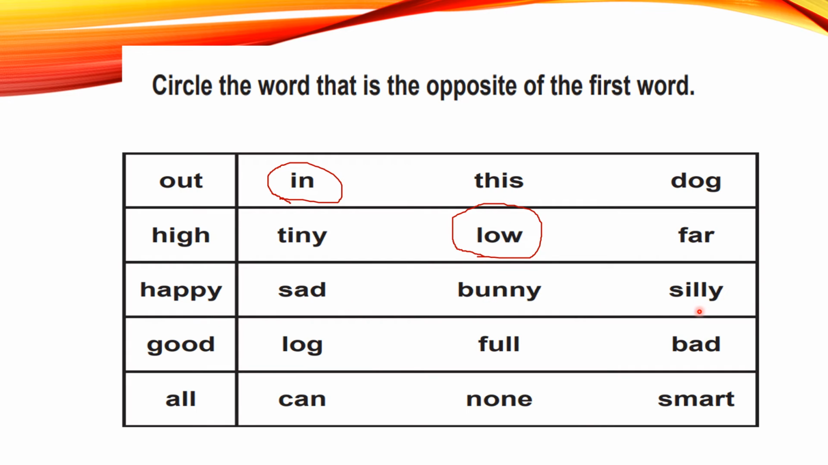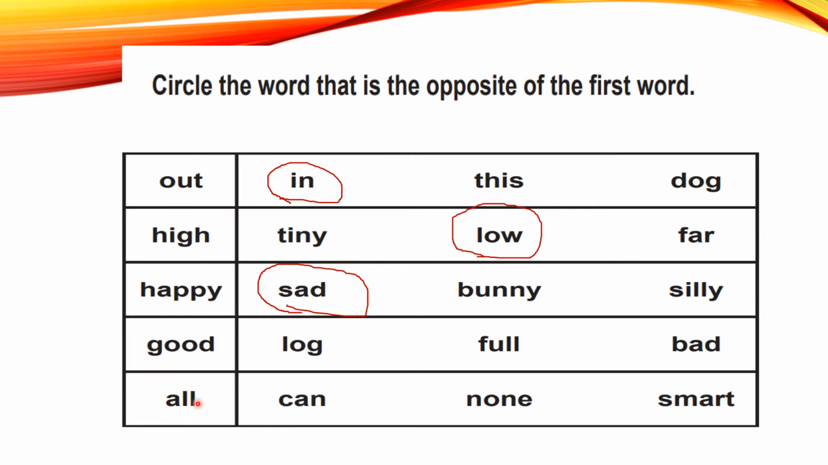No. Silly. The opposite of silly is clever. You should think, you should brainstorm your mind. The opposite of silly is clever, so silly will not come here, right? Silly will be ruled out. Bunny too will be ruled out. So what will come? The opposite of happy is sad.